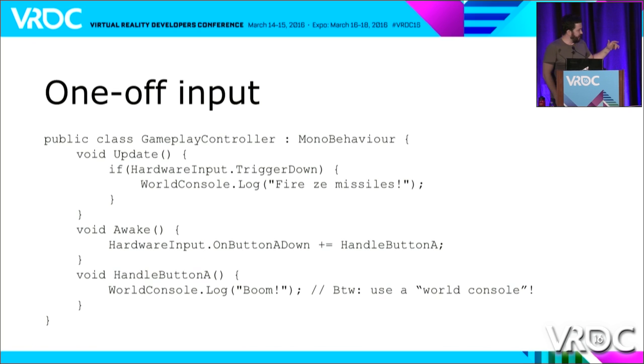I should also point out here that I'm using this world console.log. This is kind of sideways to the talk here, but I have found this really useful to have a text box in VR that I can actually see when I'm in the headset, that I can print stuff out to and write console commands into. So that's what the world console is there. And if you're not doing that in your project, I'd really recommend it because it's much more convenient than Debug.Log in VR.